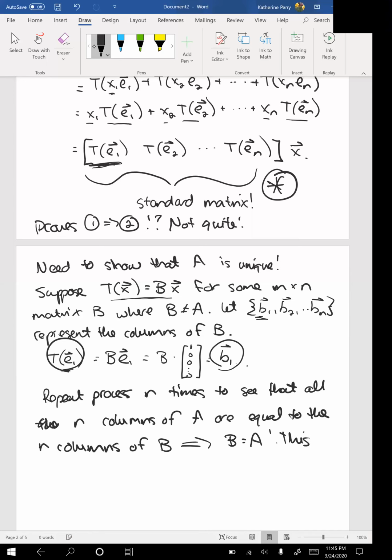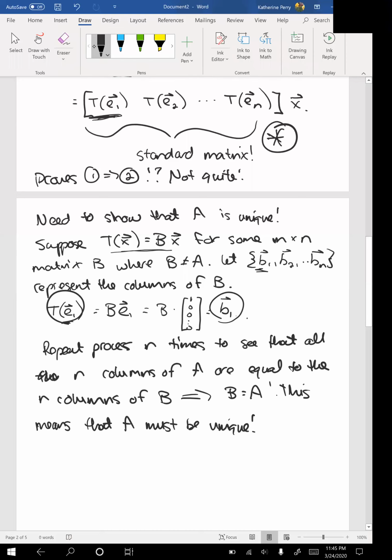This means that A must be unique. And that proves 1 implies 2 and further proves the theorem. So put an X to show that we're done.